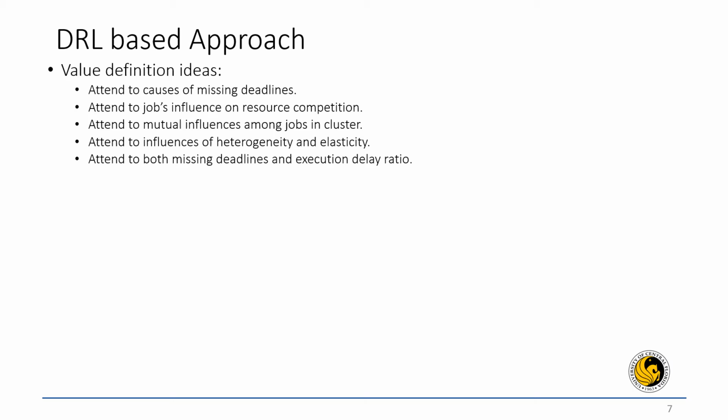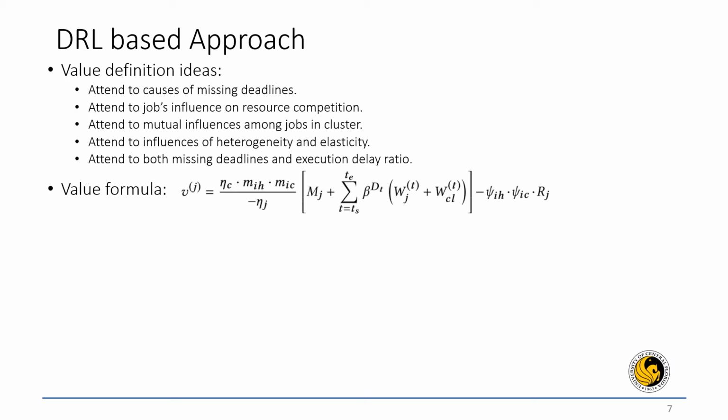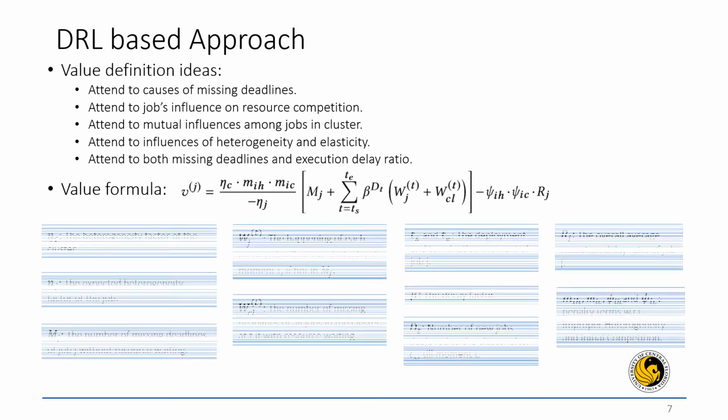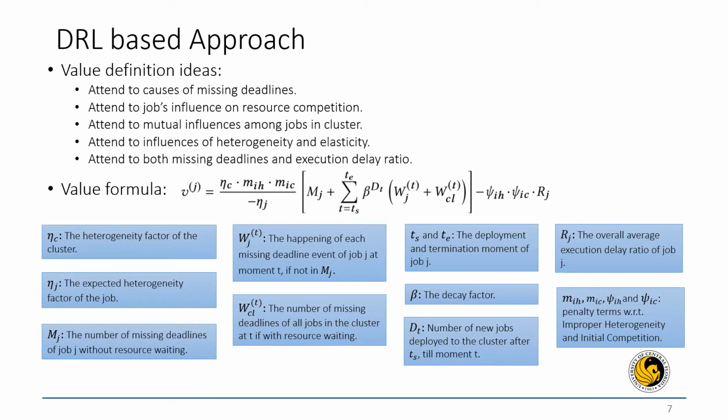We'll list them here as value definition ideas. With such ideas, we define the action value as follows, and we provide explanations for the parameters. More explanations for the formula are in the paper. Two things to note here. First, a job can have more than one missing deadline event, since a streaming job can do repetitive executions with different batches of data. Second, weighted factors can apply to components of the value for balancing. We omit showing them in the formula.